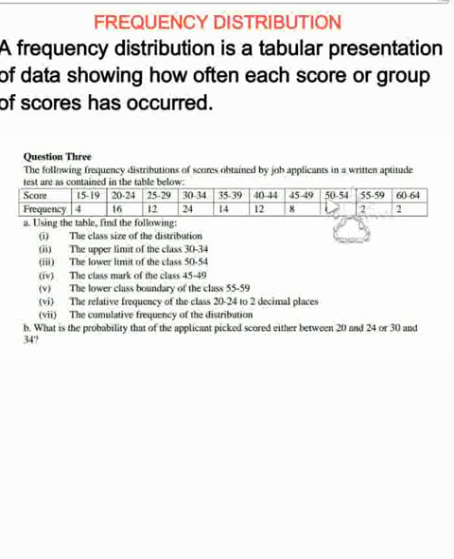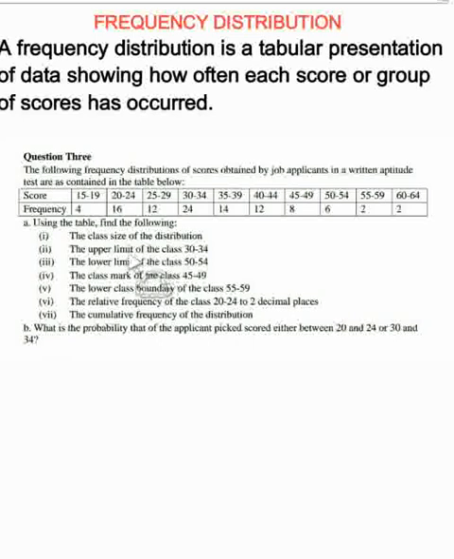Looking below, we have the score 15 to 19 with a frequency of 4, 20 to 24 with a frequency of 16, 25 to 29, 12, 30 to 34, 24, 35 to 39, 14, 40 to 44, 12, 45 to 49, 8, 50 to 54, 6, 55 to 59, 2, and 60 to 64, 2 also.